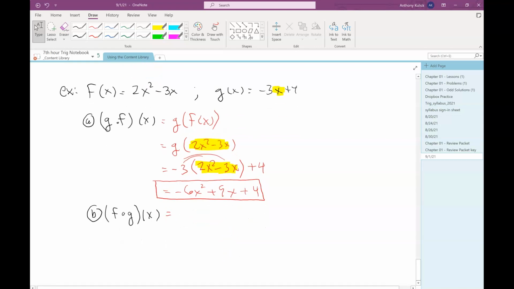Sounds good. Okay, if we wanted to do f compose g of x, again, our definition says this would be f of g of x. In this particular problem, g of x is negative 3x plus 4. So f of negative 3x plus 4 says I'm going to plug negative 3x plus 4 into the x's in f of x. So I'd write 2, and then in place of the x, I'm going to write negative 3x plus 4, and then squared, minus 3, and then in place of the x, I'm going to write negative 3x plus 4.